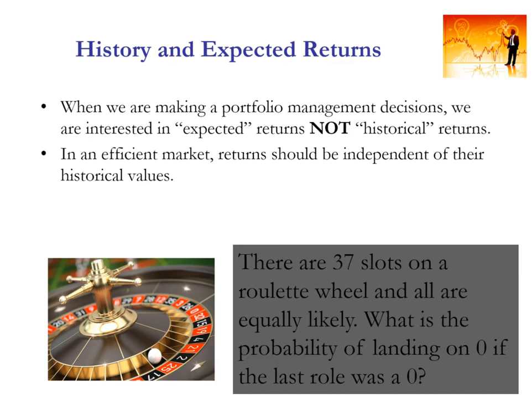Well, what we know is the probability is 1 in 37, given 0 is equally probable to the other 36 numbers on that wheel. And the fact that it landed on 0 last spin should have no implications at all for where the ball is going to land next spin. This is the idea that a roulette wheel is unbiased, and hence the roulette spin we can think of as being like an efficient market, where we can't use the past to explain the future.